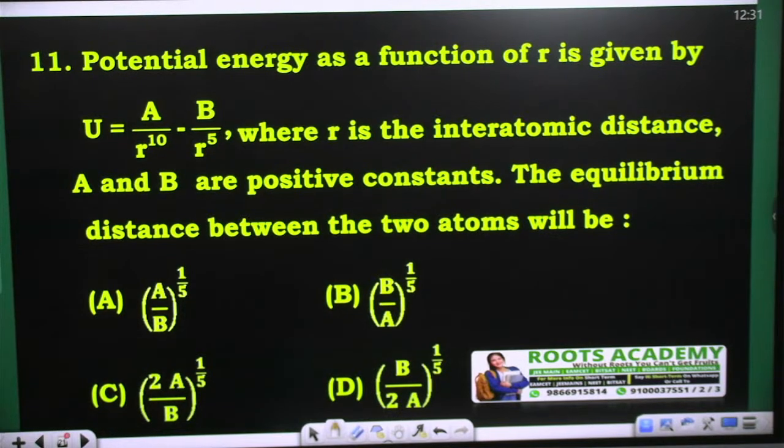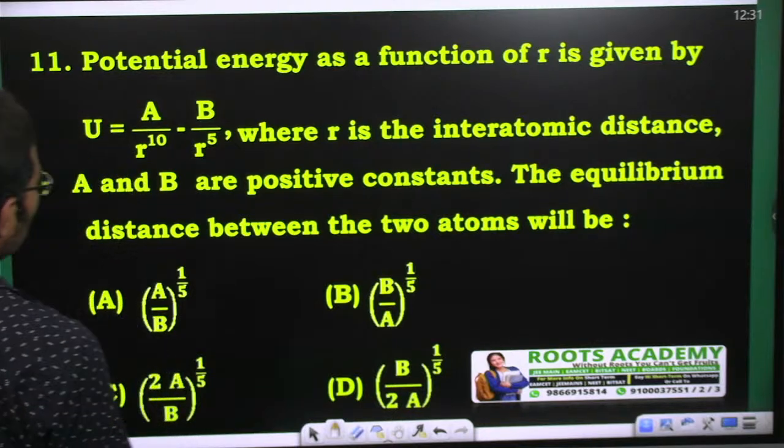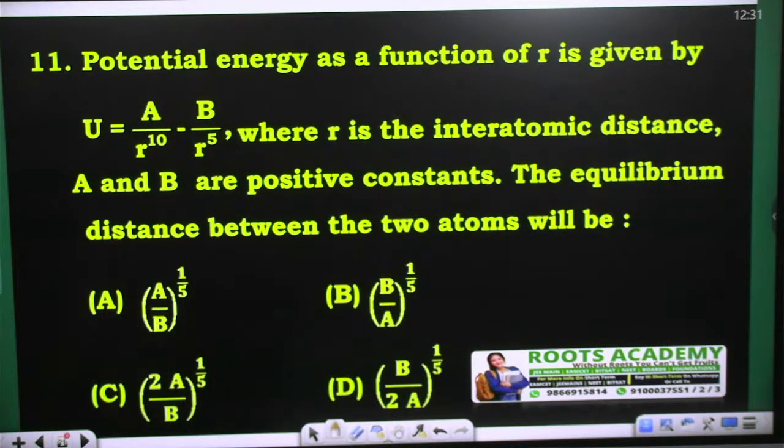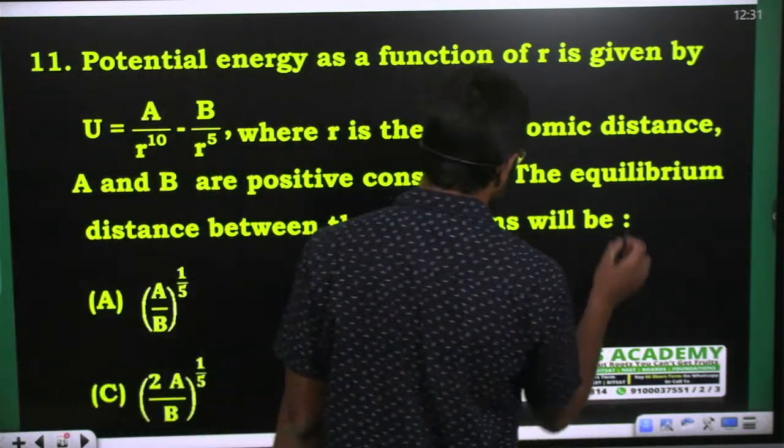The potential energy as a function of R is given by U is equal to A by R power 10 minus B by R power 5, where R is the interatomic distance, and A and B are positive constants. The equilibrium distance between the two atoms will be dash. So the potential energy is given, and it is said that they are at equilibrium. The equilibrium distance is being asked.